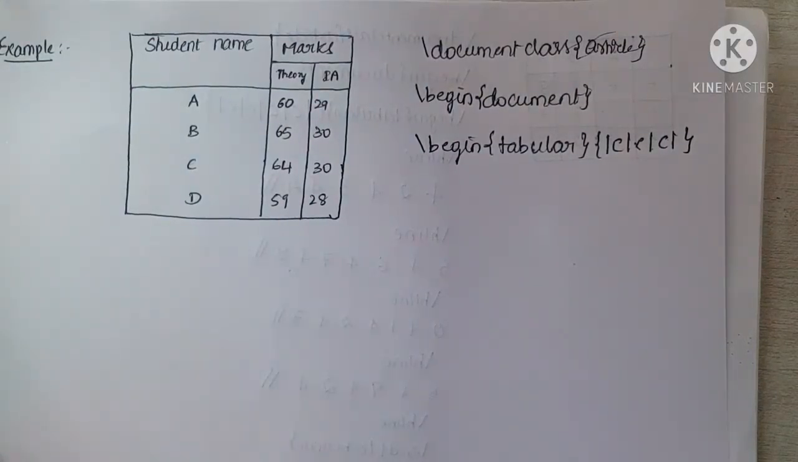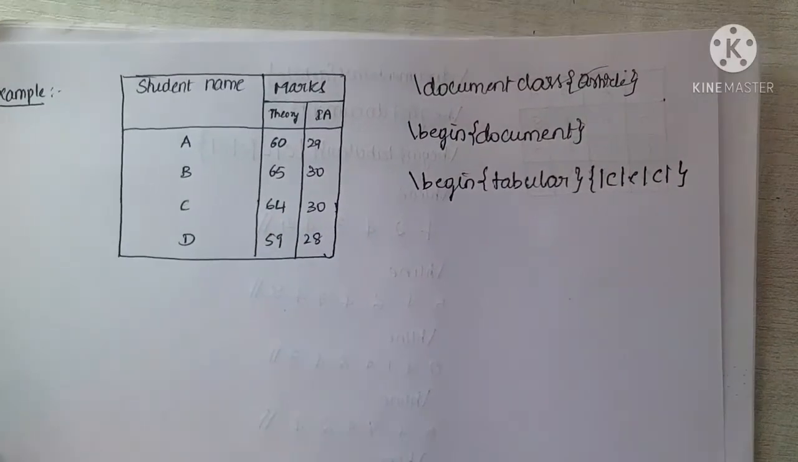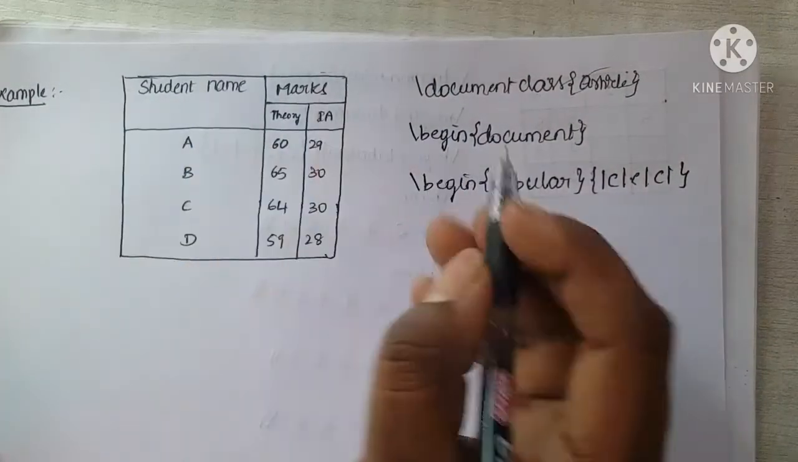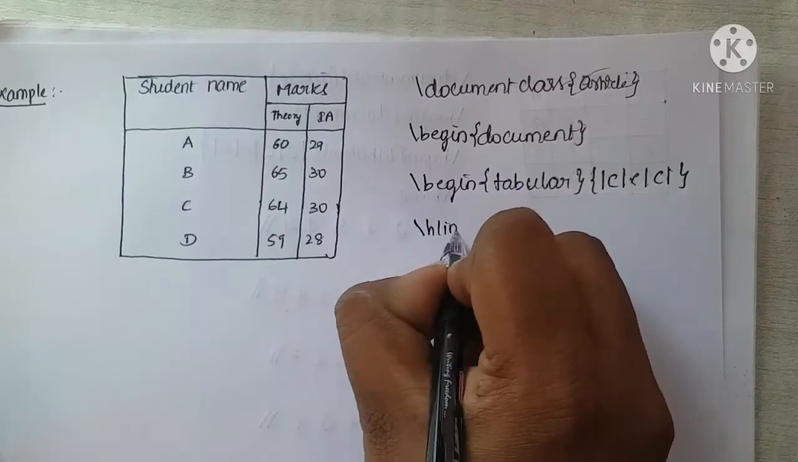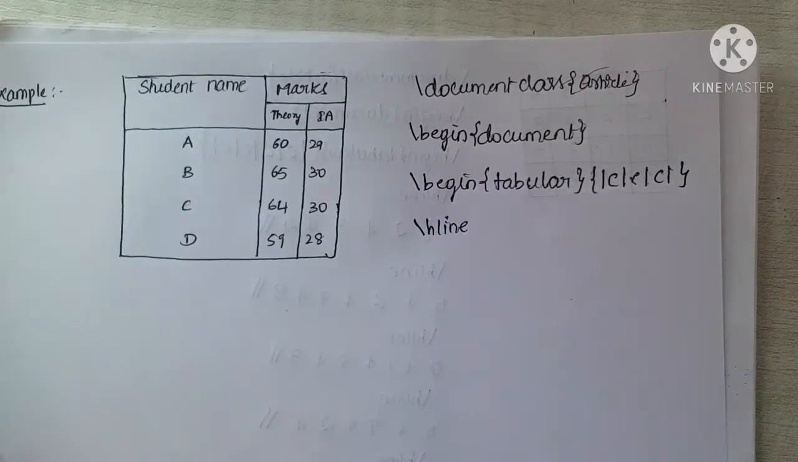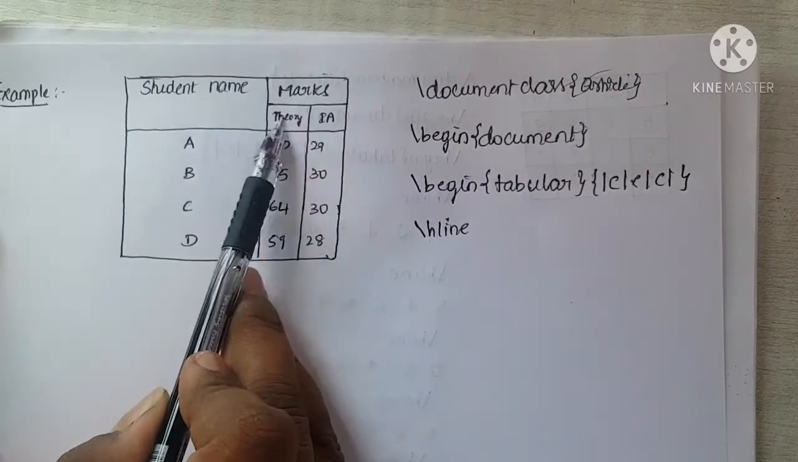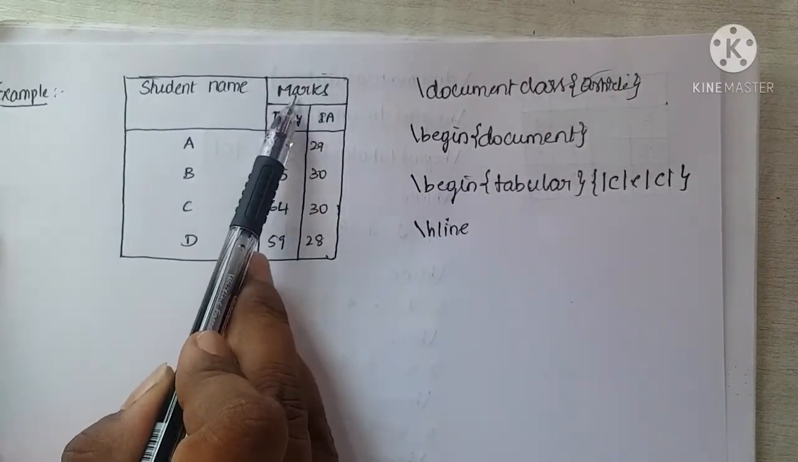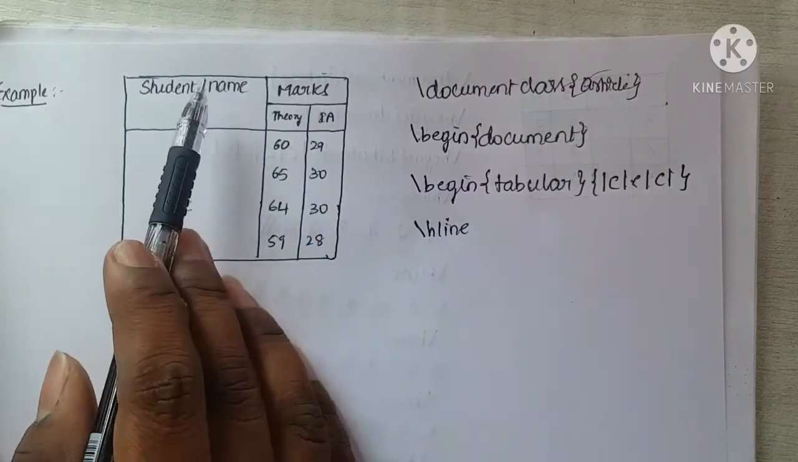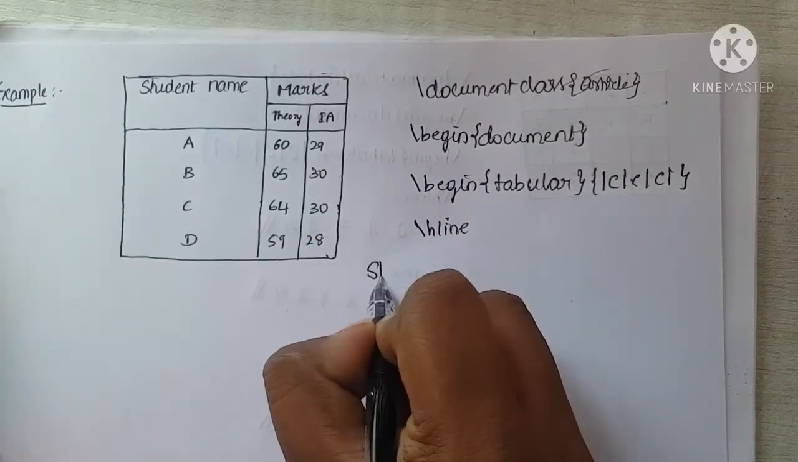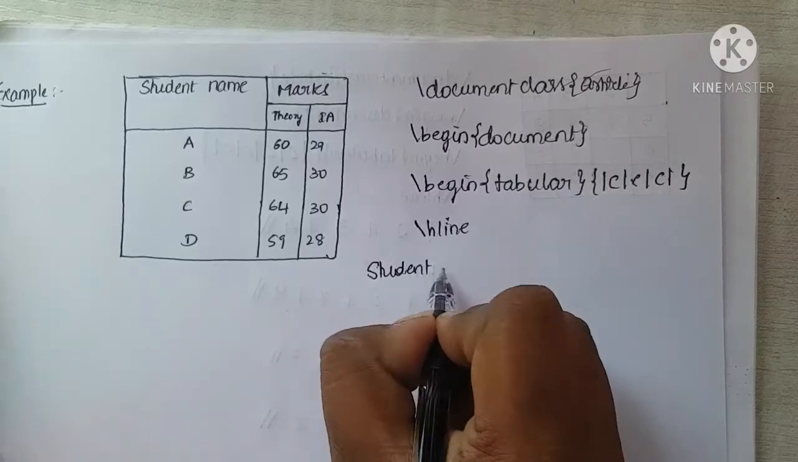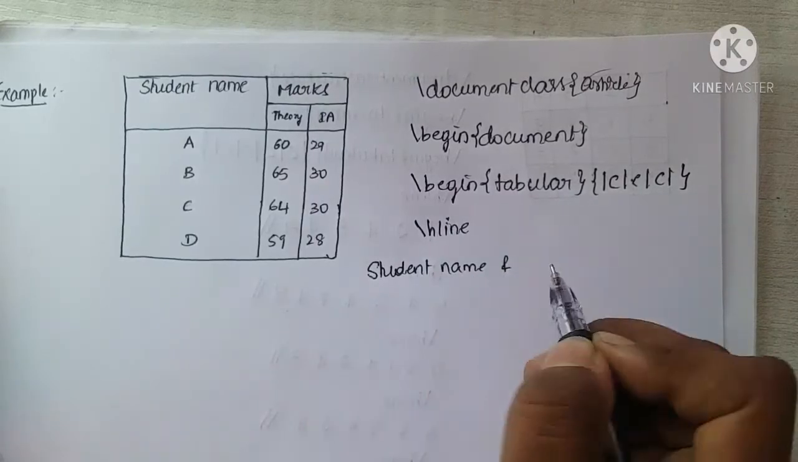Now you go on to give the elements. Before giving elements, if you observe, there is a line. So backslash hline. Now you go on giving the elements row wise. If you start with the first row, what is the first row? Student name, marks. Again marks is spanned by 2 columns. First I will mention student name. Student name ampersand.